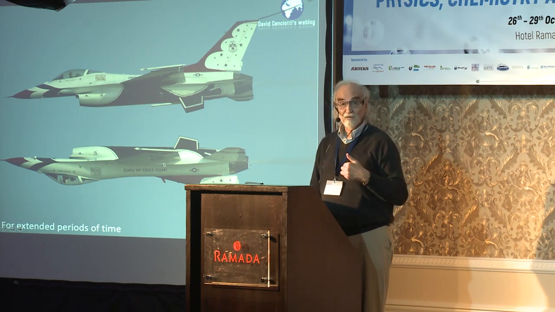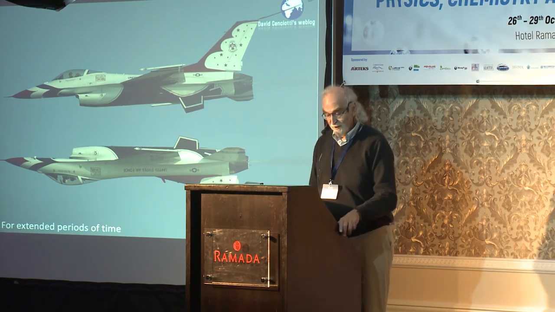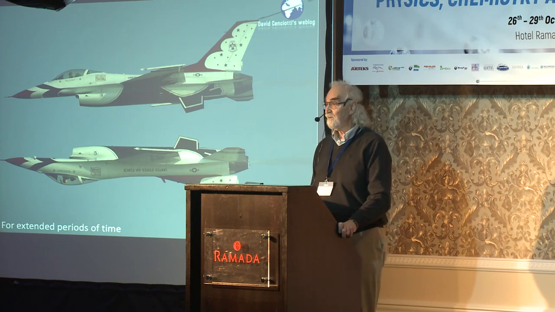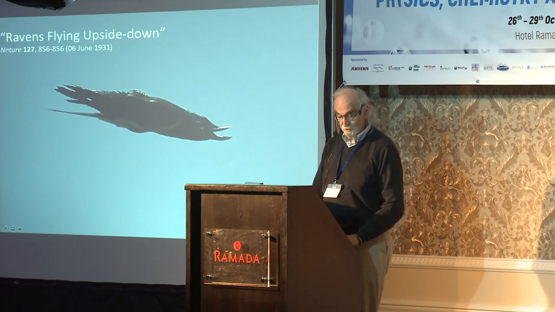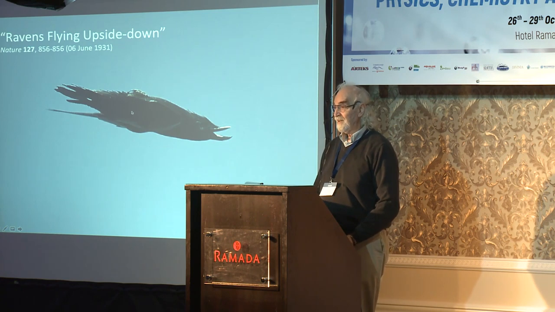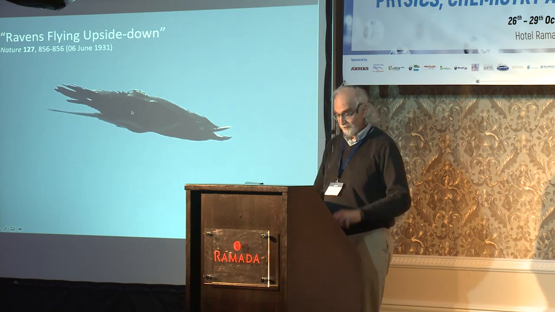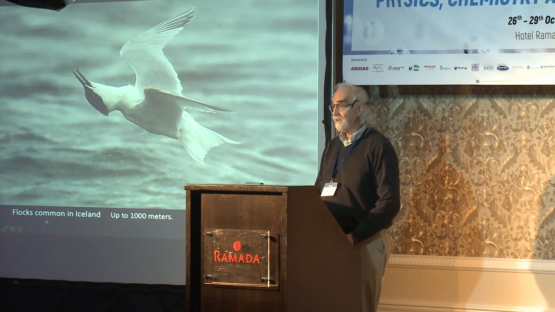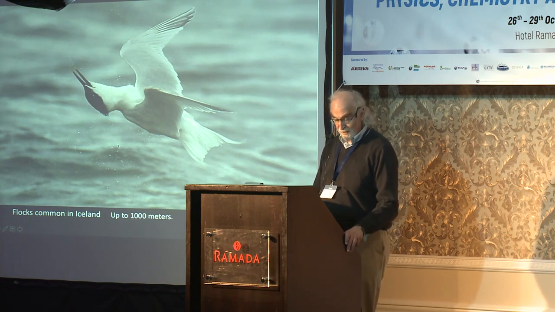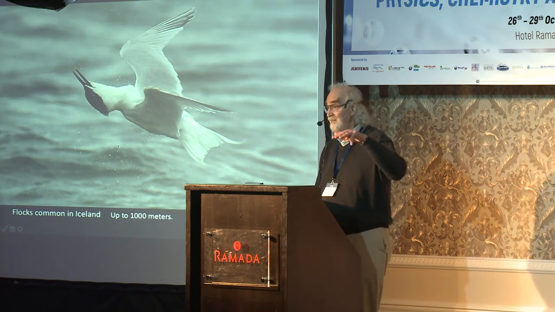But what I didn't know until a very short time ago is that the same thing, upside down flying, could be done by birds. There's a paper in Nature, an old paper, 1931, ravens flying upside down. You don't see this too often. However, another report in Nature a year or two later, by someone watching birds in Iceland, said there are flocks of birds who do this all the time, and they can fly up to 1,000 meters upside down.